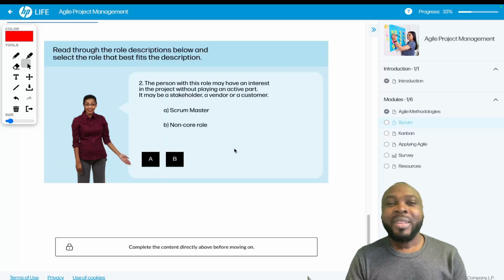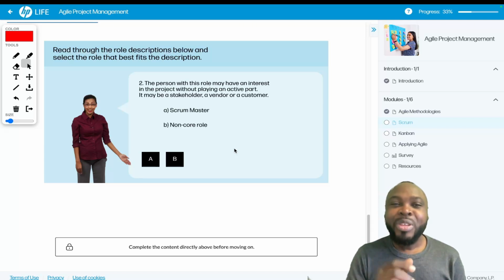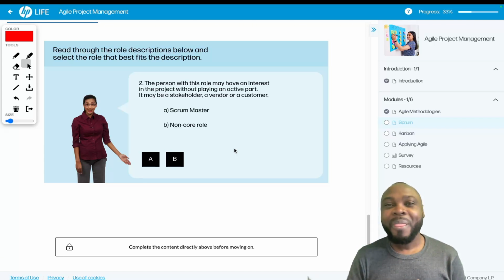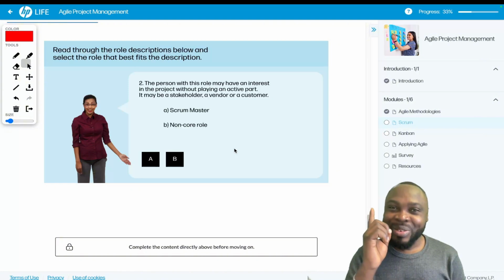Great. The second question, the person with the role may have an interest in the project without playing an active part. It may be a stakeholder, a vendor, or a customer. A, Scrum Master. B, non-core role. Type in your own answer in the comments below. Have you done that? Great. I choose B. If that is what you chose, reply in your comments saying, I got it right.